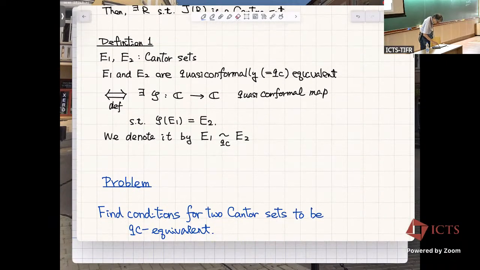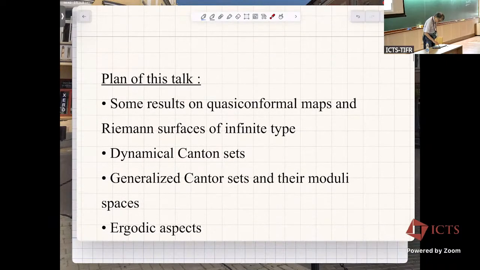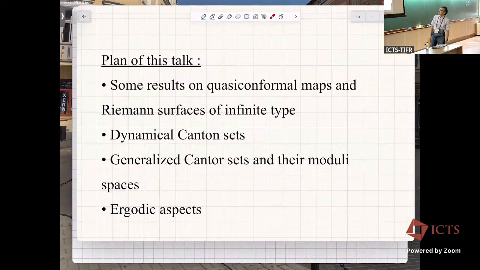Okay. So the main problem here is to find the conditions for two given Cantor sets to be quasiconformally equivalent. That's the main problem. So here's the plan of the talk. First of all, I show you some results on quasiconformal maps and Riemann surfaces. It's a kind of general theory, general results. And second, we consider the so-called dynamical Cantor sets. It's a Cantor set given by some Kleinian group or dynamics of rational functions. And the third one is generalized Cantor sets and their moduli spaces.